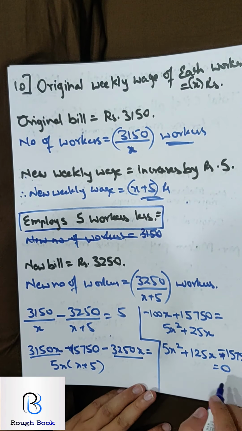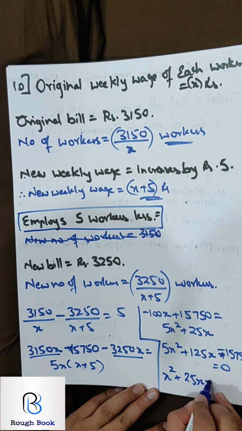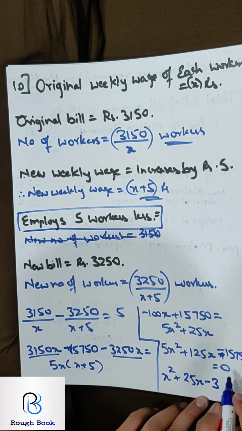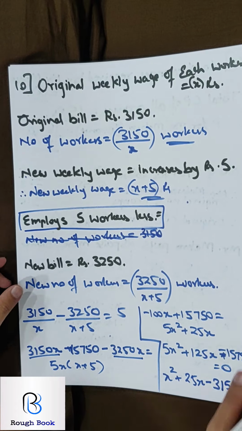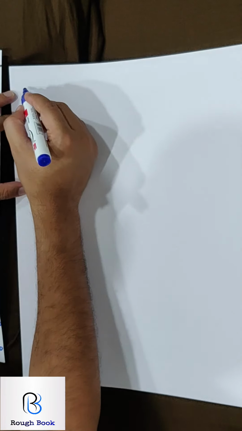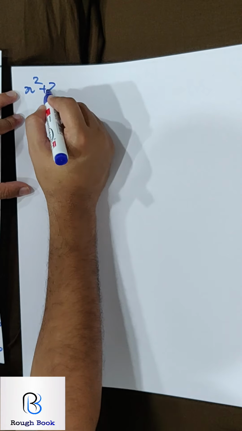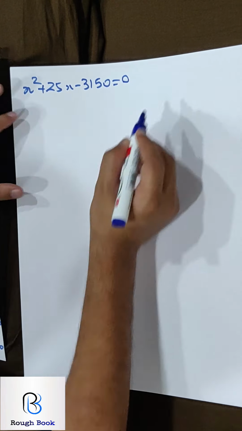Okay, so dividing by 5, it will be x square plus 25x minus 5 3s are 15, 5 1s are 5, 5 5s are 25, 0s are, so 0. So that's my equation. Let's take it on the next sheet in order to understand what can be the answer. So I get x square plus 25x minus 3150 equals 0.